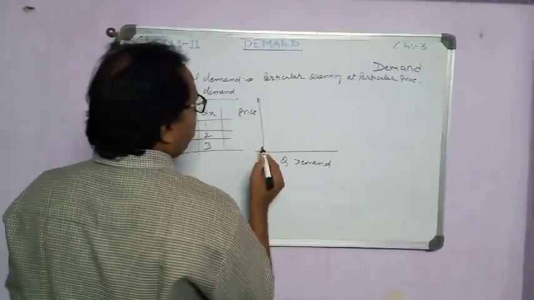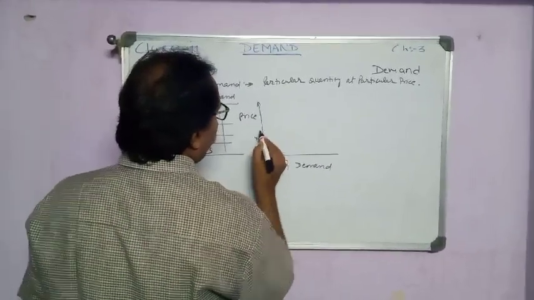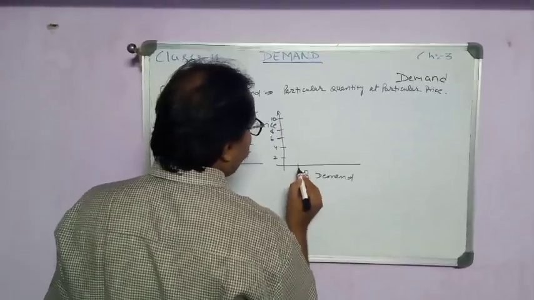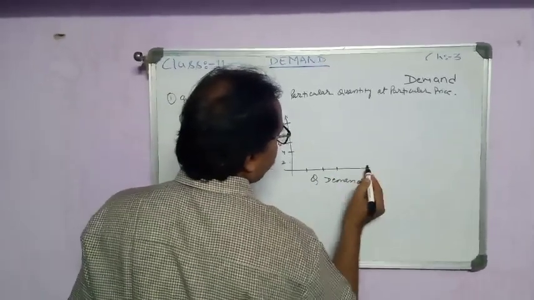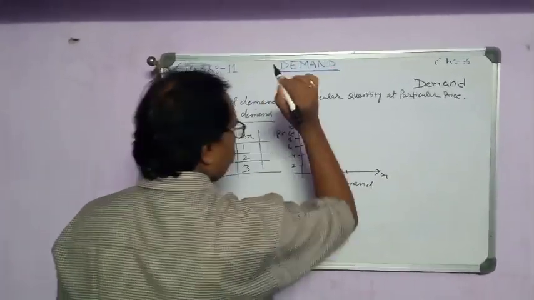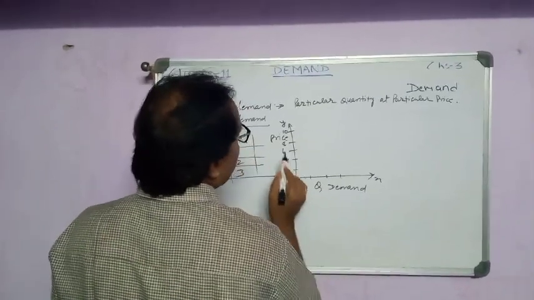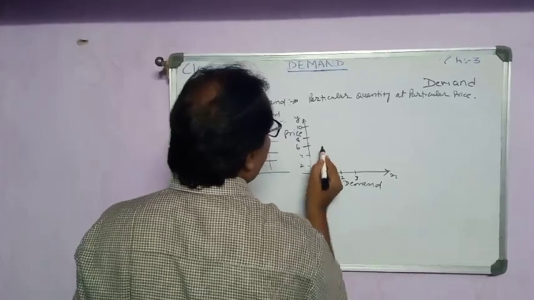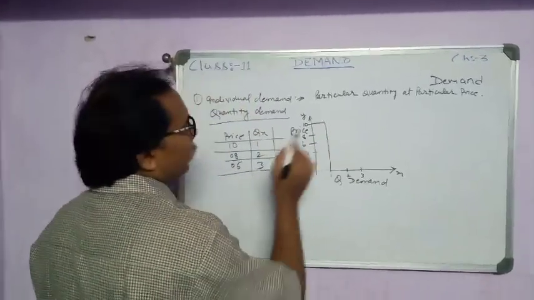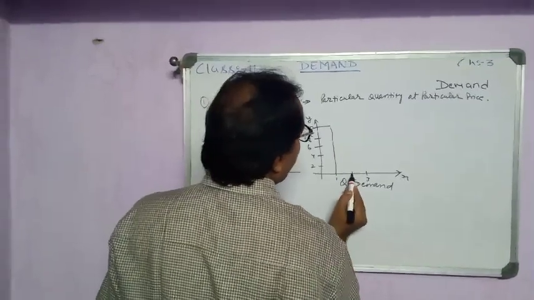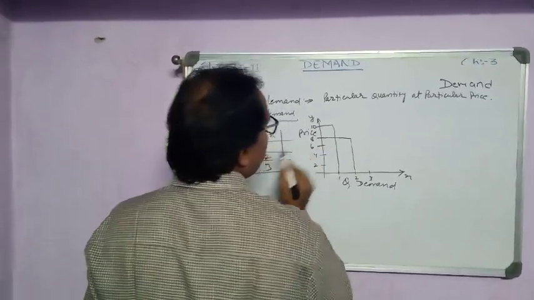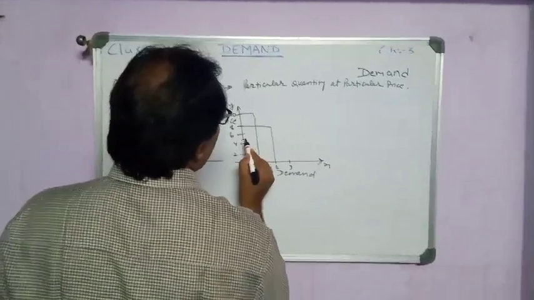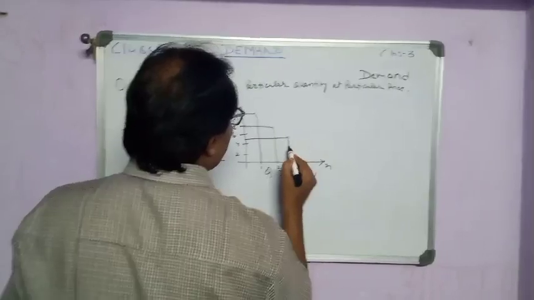So suppose here the price is given as 2, 4, 6, 8, 10, and here quantity is 1, 2, 3. When the price is rupees 10, the consumer is willing to buy only 1 unit. And when the price is rupees 8, he is ready to buy 2 units. Is it clear? And when the price is rupees 5, he is ready to buy, suppose, 3 units.